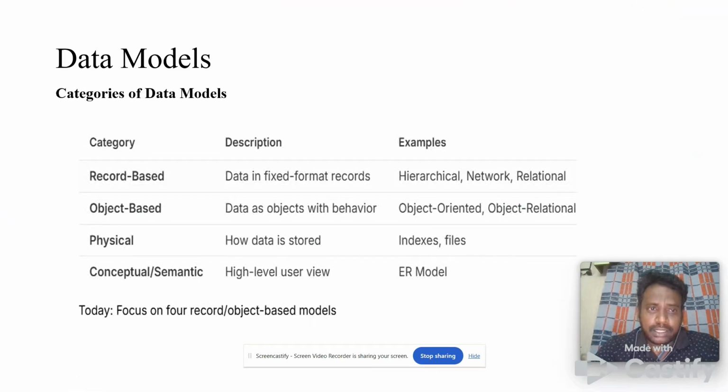What are the categories of data model? Record based, physical, object based, and conceptual. Record based means data is in fixed format records, whereas object based means we can store data using the object methodology. Physical represents how it is stored, and conceptual represents the high level user view.